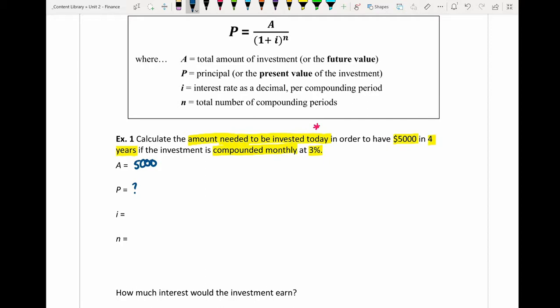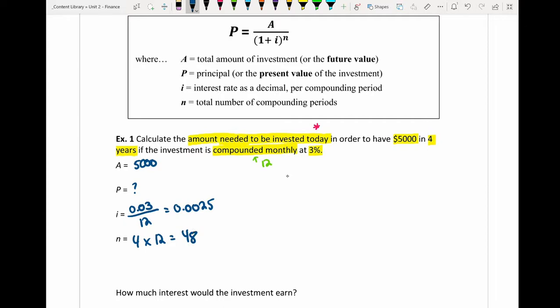The I value we can calculate. And again, remember, we do have to calculate it. We start off at 3%, and we're going to divide that by the compounding period, which in this case is monthly, which means 12. So 3% or 0.03 divided by 12 equals 0.0025. And then our N value: 4 years times 12 months in a year equals a total of 48.